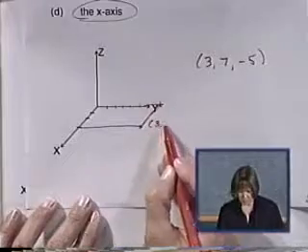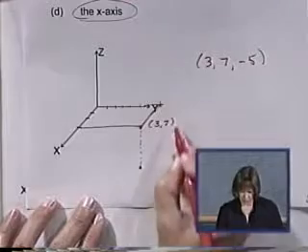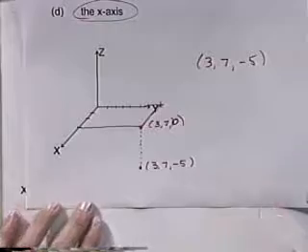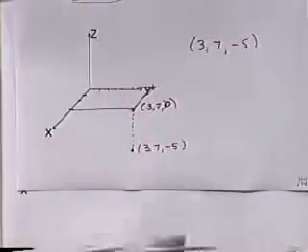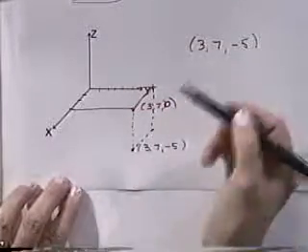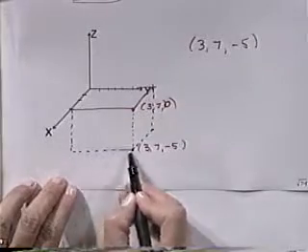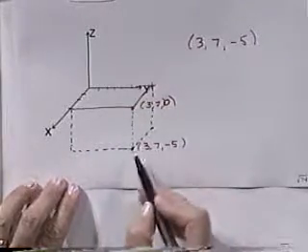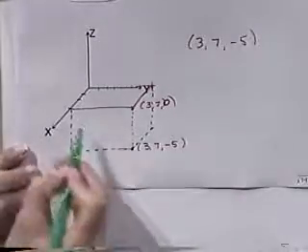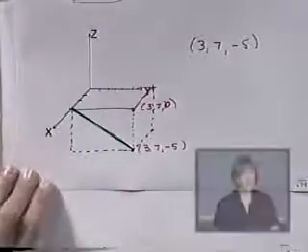So right here is 3, 7, 0, but we've got to go down 5 units, to right here. This is 3, 7, 0, and here's 3, 7, negative 5. Now if I draw my little box, we can have this come down like this and go across. Now we want to know the distance that this point is to the x-axis. So if I drew a perpendicular, here's my perpendicular. Now how am I going to get that?